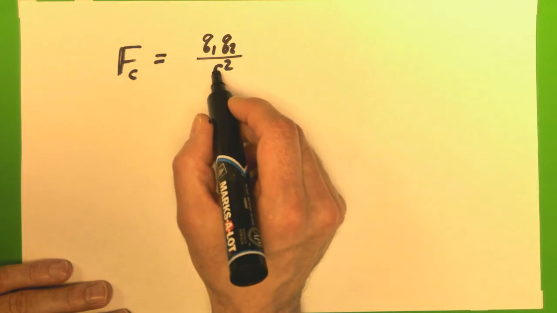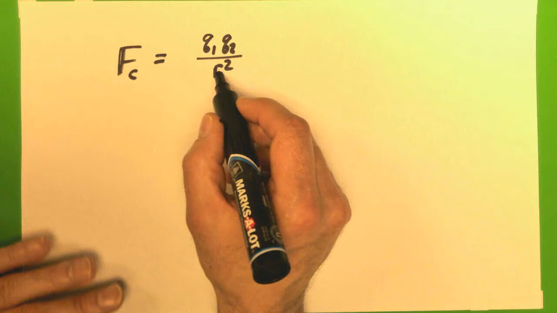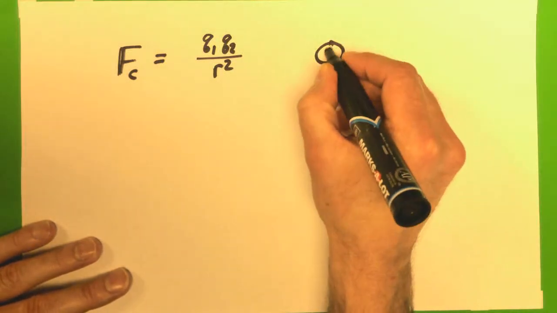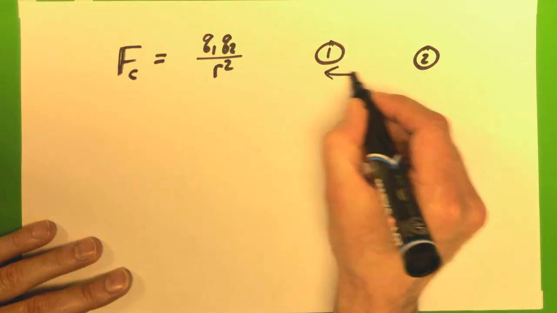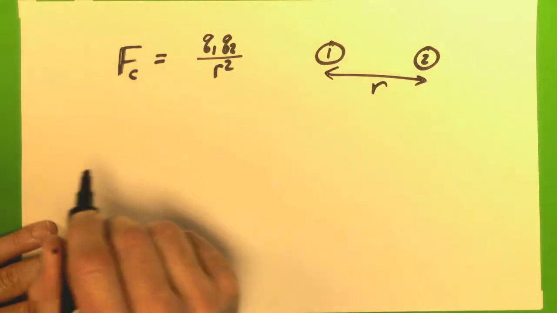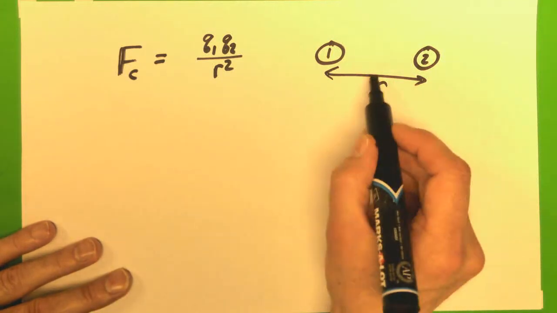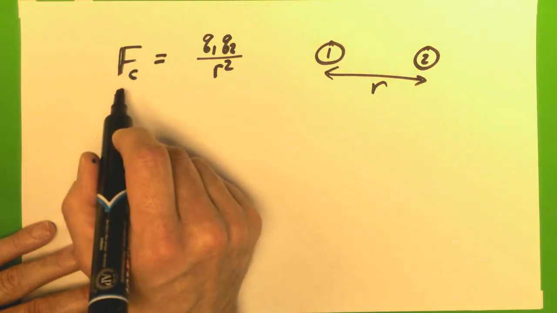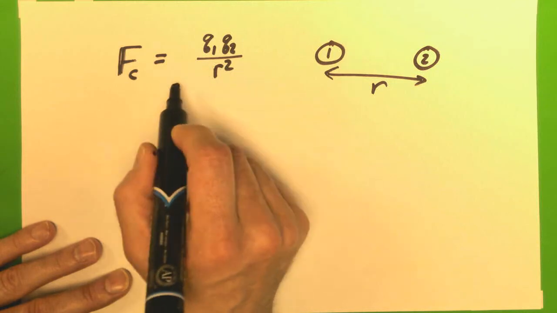And it decreases very fast. It decreases as the square of the distance between them. So if I were to draw this out, here's charge number 1, and here's number 2, and the distance between their centers is r. If I double r, make them twice as far away, this force is going to drop by 4 times because it's inversely related to the square of that distance.